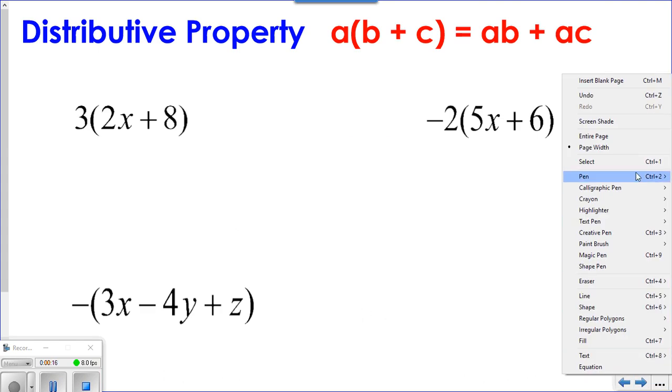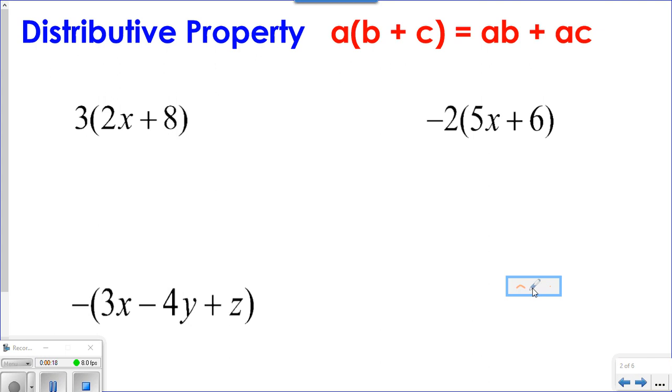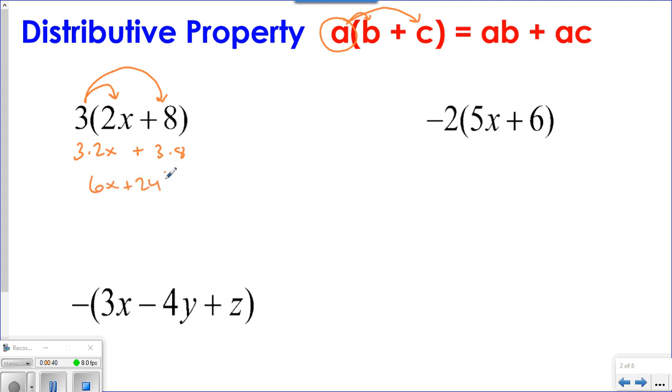So first we just have our basic distributive property. We take whatever number or term is being multiplied on the outside and distribute it through to everything that is inside the parentheses. So if we look at our first one, we would have 3 times 2x added to 3 times 8. So we'd end up with 6x plus 24 as our final answer for this one.